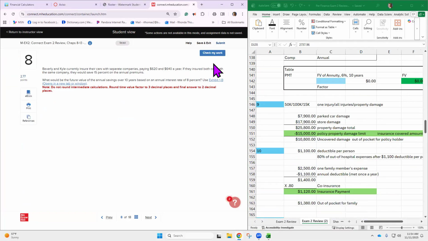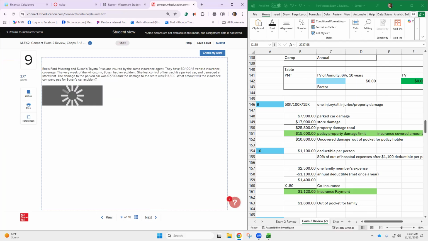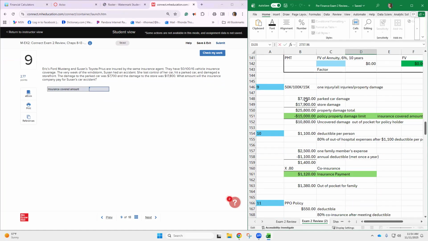So now we've got to go through the automobile insurance stuff. Remember the weird looking fraction? That fraction tells you the limits of your insurance. So mine is 50, 100, and 15. Apparently that is what I had the last time I did this problem also. Okay, this person was in a windstorm, hit a parked car and damaged a storefront. The good news is nobody was hurt, but it was all property damage.